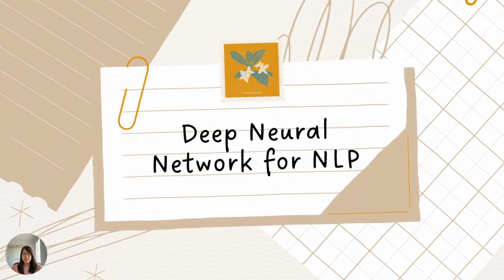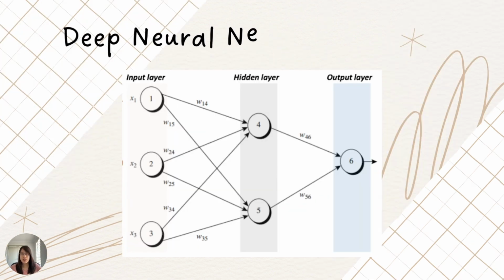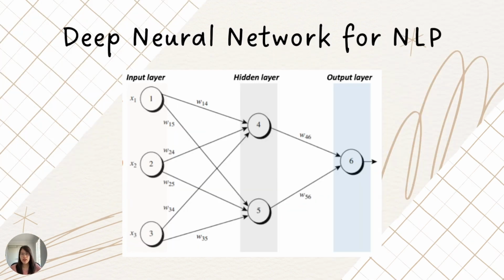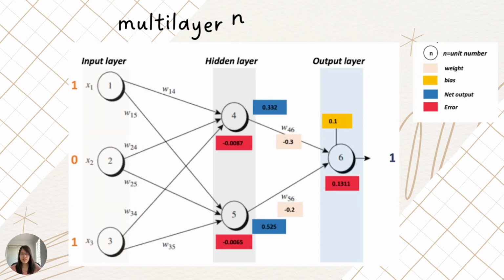Next, let's learn about deep neural network for NLP. In neural network, there are input layer, hidden layer, and output layer. Weights are sandwiched between the layers. Now let's have a closer look. Here's an example of a multi-layer feed-forward neural network. The input layer consists of the words we use for training. Let's call them X. So we have X1, X2, and X3.